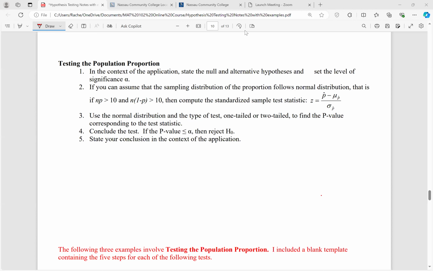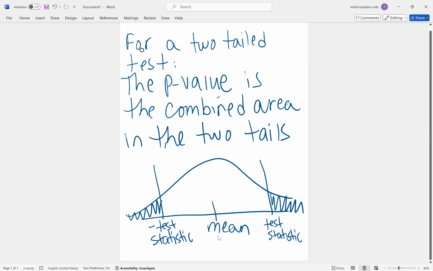Okay, before we get into the next set of hypothesis tests, which are going to be tests on the population proportion, let me just summarize that last test that we just did because it was a two-tailed test. So, like I did with the left and the right-tailed test, I shaded where the p-value will be. So for a two-tailed test, the p-value is the combined area in the two tails.